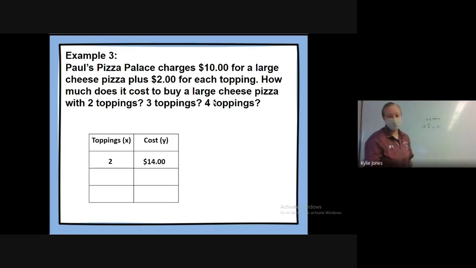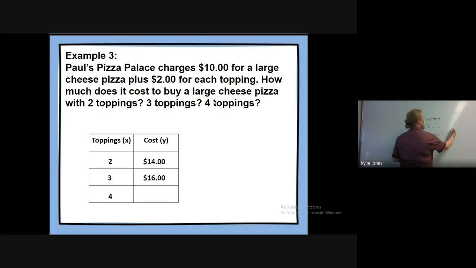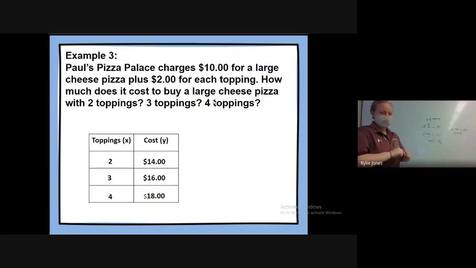So if we do the next one, 3 toppings, it would be 2 times 3 plus 10. What is 2 times 3? 6 plus 10 is $16 for a pizza with 3 toppings. What about 4 toppings? Yep, take 2, multiply by 4 for the price of the toppings, plus the $10 fee for your pizza. So that would be 8 plus 10, which is 18 on that one. We see how that works a little bit?